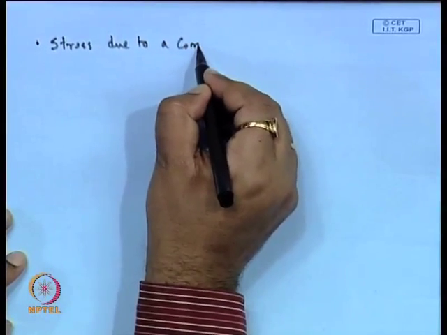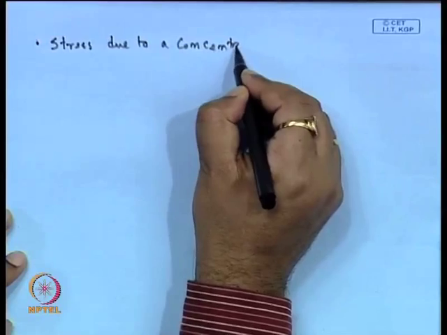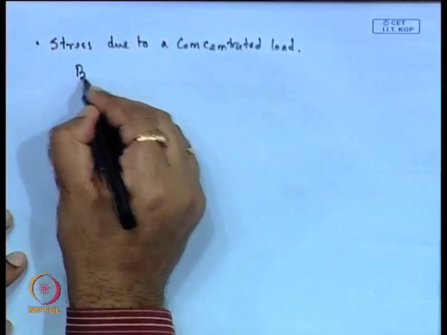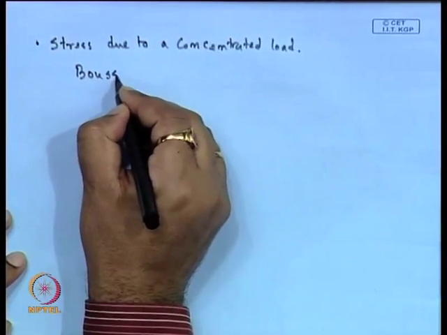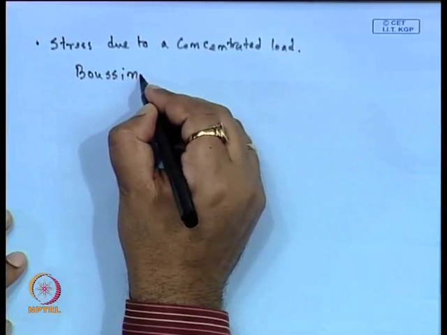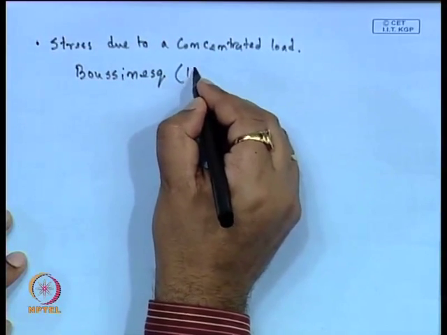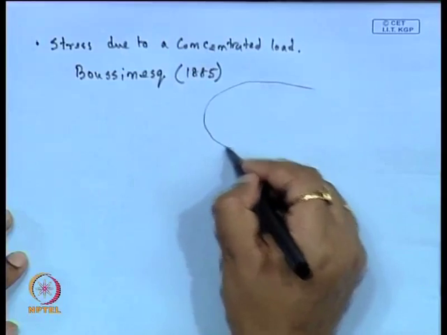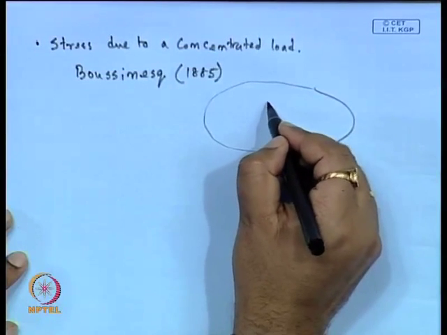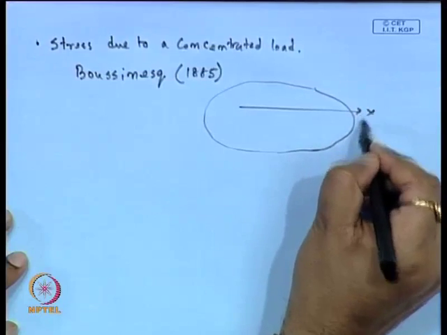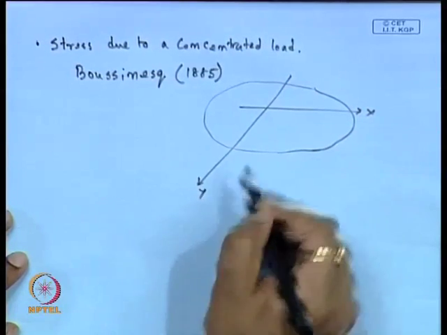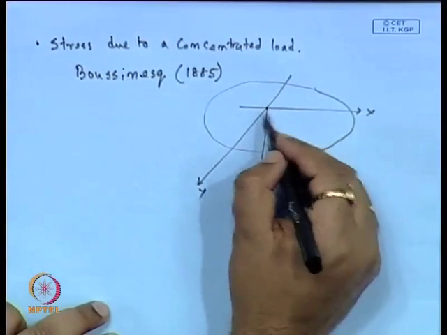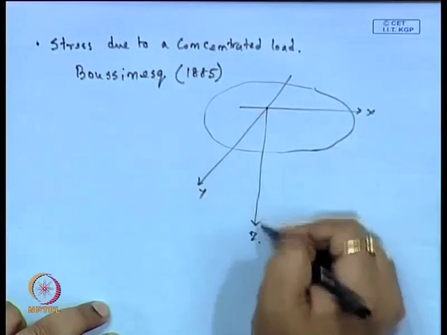Due to a concentrated load, now, Boussinesq's equation we can use. In 1885 he proposed this expression: suppose this is the ground surface, and here this is the x axis, this is the y axis, and this is the z axis. This is on the surface of the ground.